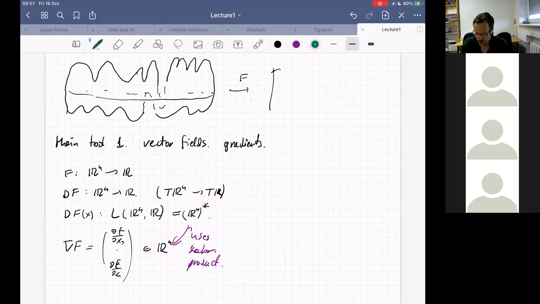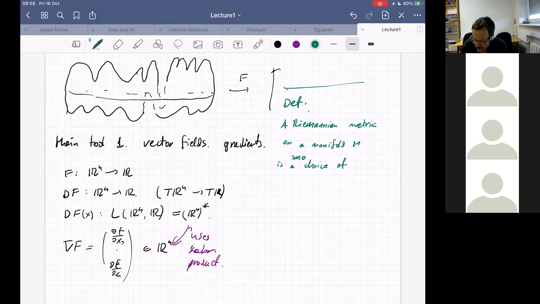So now there is a definition which you might know. A Riemannian metric on a manifold M is a choice, a smooth choice of a scalar product in each of the TxM.